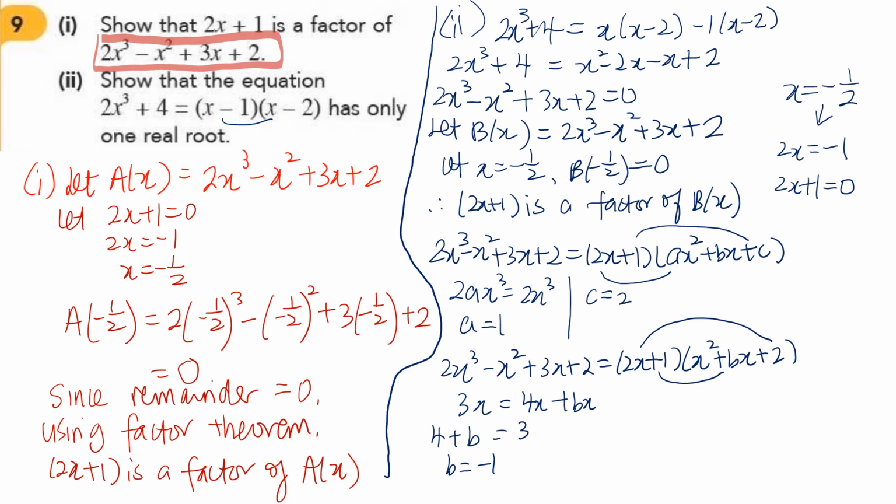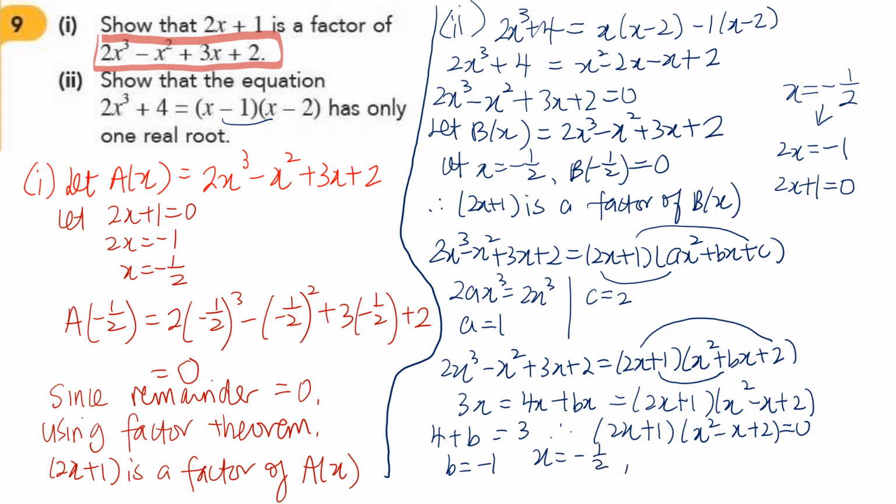I found my a, b, c already. I can just put it back again into here. Then I need to solve it. Therefore, 2x plus 1 and this factor here equals 0. So x can be equal to negative half. Alright, the question says it has only one real root. So this gives us the hint that there's no real solution for the quadratic factor. So we just apply the discriminant to find its value and see if it's less than 0.